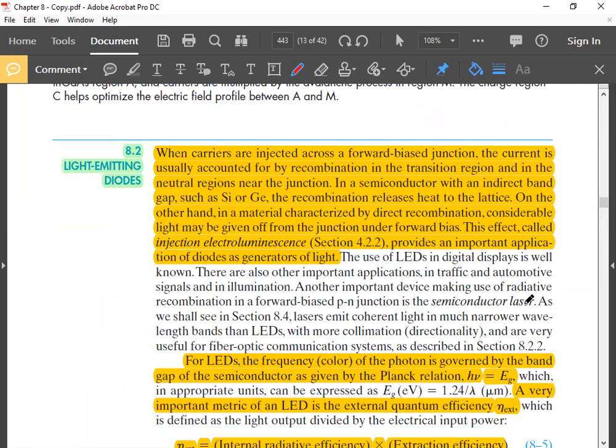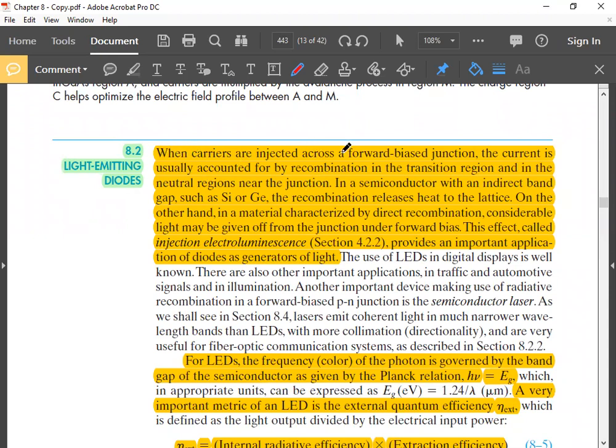You remember direct band gap semiconductors, where direct radiative recombination happens and photons can be obtained from those semiconductors. That is how LED and laser work. But for laser, there are some additional considerations which I will discuss in the next class. LED is pretty simple, just a forward bias PN junction made with direct band gap semiconductors.